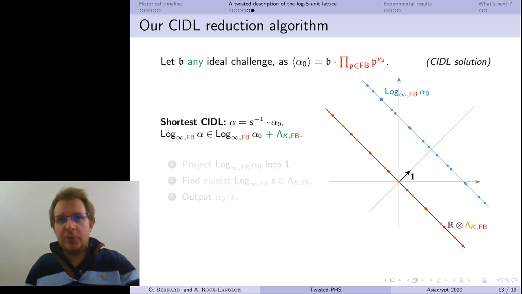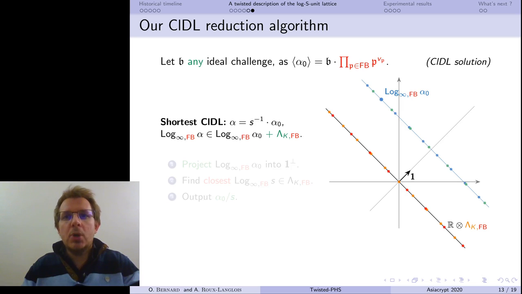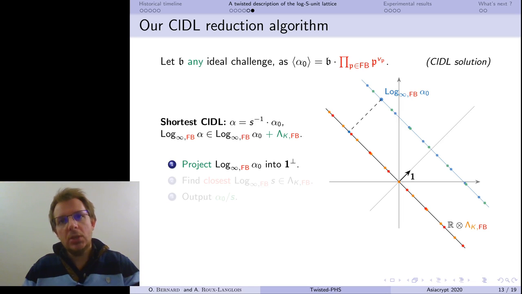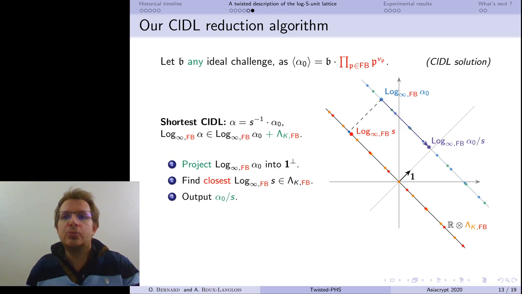And the good news is that, as before, all solutions to the class group discrete logarithm are a translation of this alpha 0 by some S unit. So I can again draw all the solutions on a line. And how to find the shortest one? It works exactly the same as for units. So you first project your S logarithmic embedding of alpha 0 into the log S unit space. And you should note that this is possible only because we put some weights on finite valuations, so that the sum of S unit vectors is 0, and the projection goes nicely, because otherwise this won't work. Hopefully, when you solve the closest vector problem in your log S unit lattice, you will find the right point, which corresponds to some S unit S, and you can use this S to reduce alpha 0, and I will put alpha 0 over S.